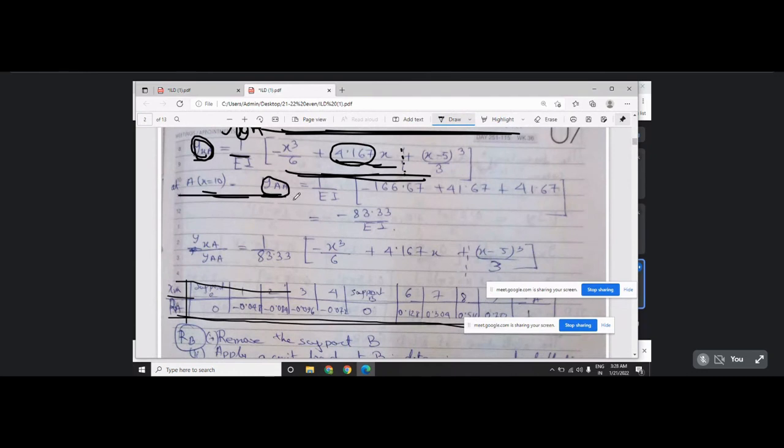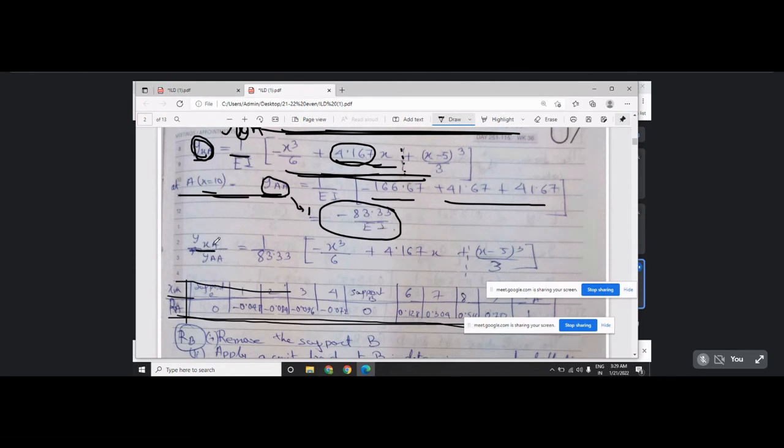It should be unit. But here it comes that 1 by EI minus 166; just put x is equal to 10 and you can get YA is nothing but 1. It should be 1 actually. So by simplifying you can get minus 83.33 by EI. Naturally you have to divide it.